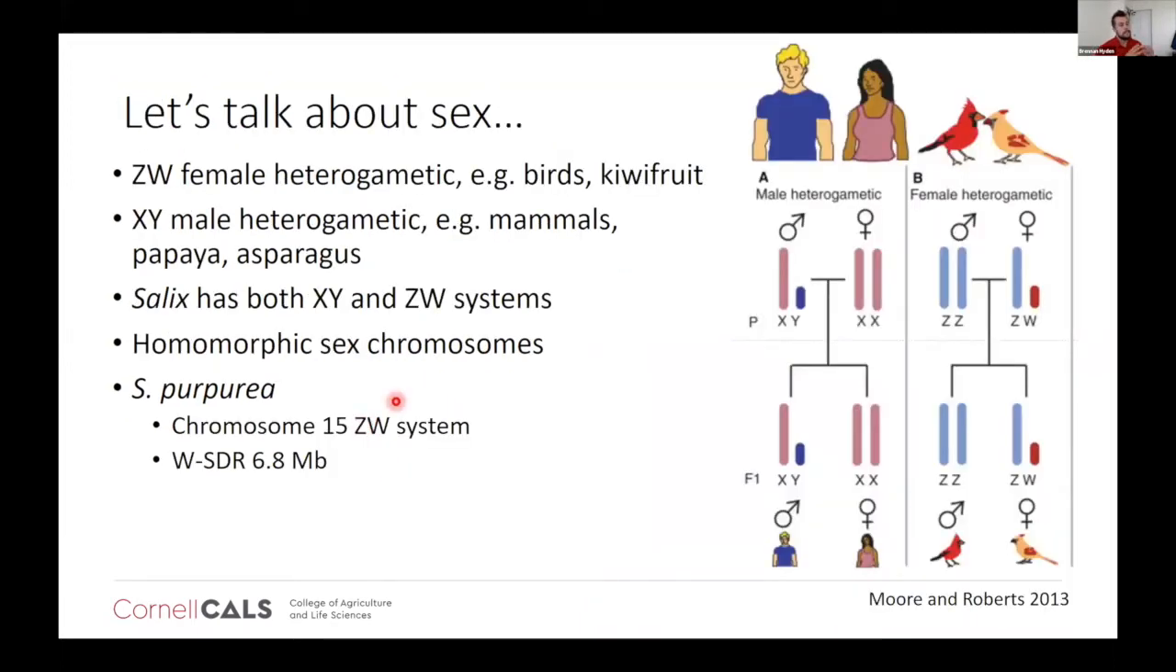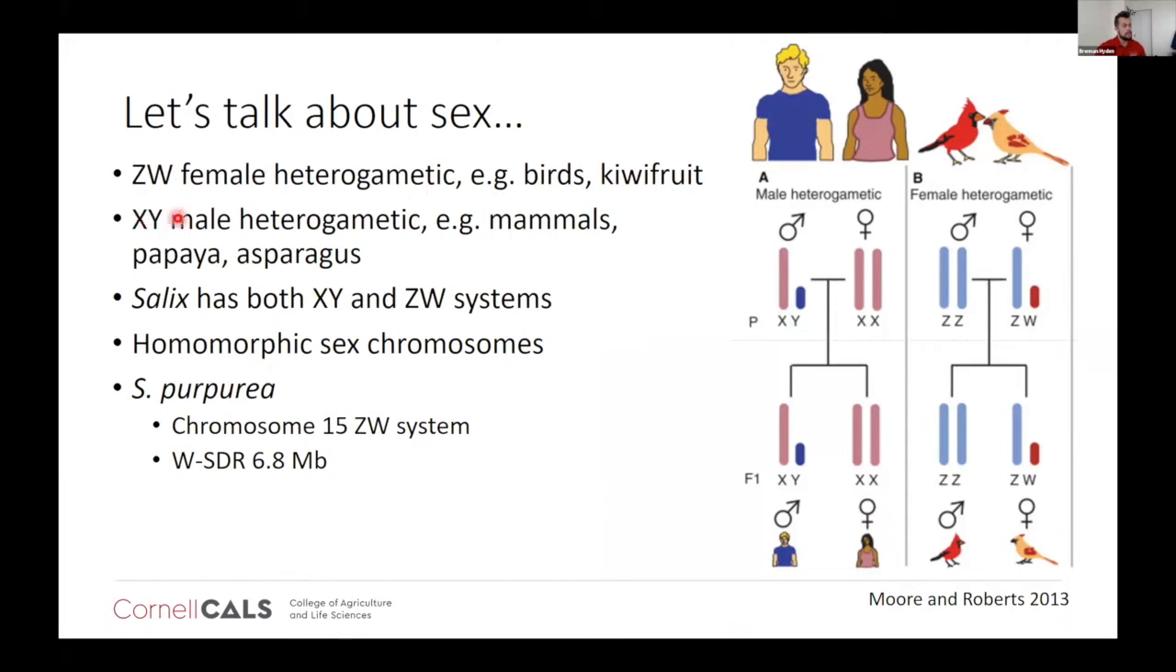So I realize a lot of you have a background in plants, so you might not know a lot about sex determination. So there are two types of heterogametic systems that can be found in angiosperms. So the first is the ZW system, or female heterogametic system. And this is where females are ZW and males are ZZ. So the W chromosome is only inherited through females. So you might be familiar with this as the system that's present in birds. Kiwi fruit is an example of a crop species that has a ZW system.